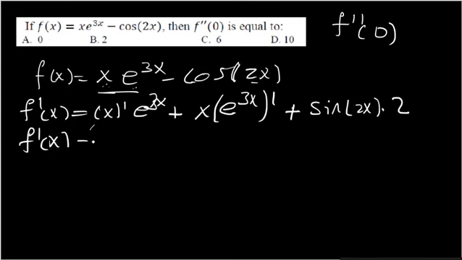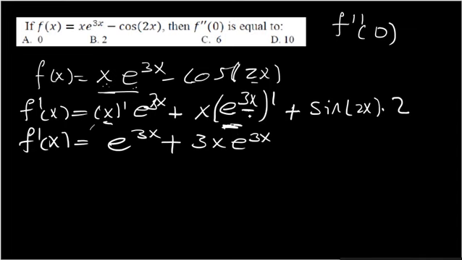F derivative of x, this is 1. So simply e to the power of 3x plus this derivative, the 3 will come as a coefficient. So 3x e to the power of 3x. You need to take care with what I did. E to the power of 3x derivative is itself, but times the 3x derivative, which will be 3 there. So that 3 comes as a coefficient here. Plus 2 times sine of 2x. This is the first derivative of the given function.